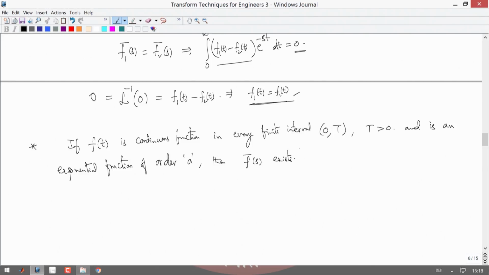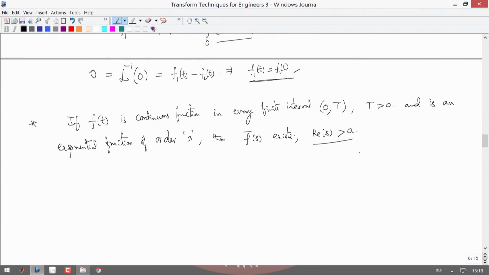We can easily see this, provided the real part of s is bigger than a. This is what we have seen already. And how do we prove this? Let me do a small calculation so that you can easily see this. So, f bar of s, by definition, if f is a smooth function, that makes it continuous. That is basically a sufficient condition. Smooth is more than continuity. So, for such functions, f bar of s is the integral from 0 to infinity of f of t times e power minus st dt.